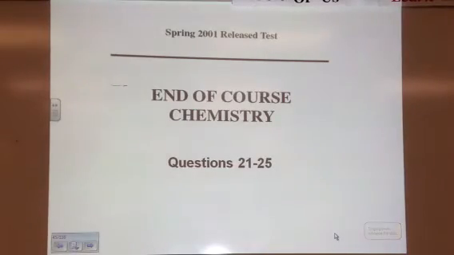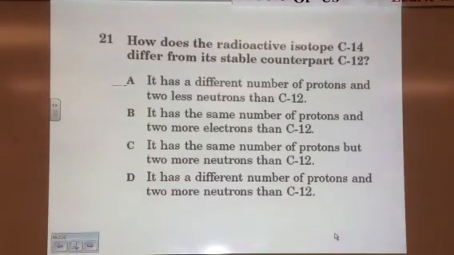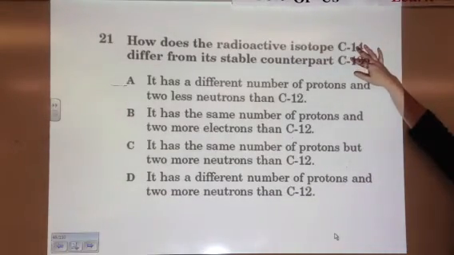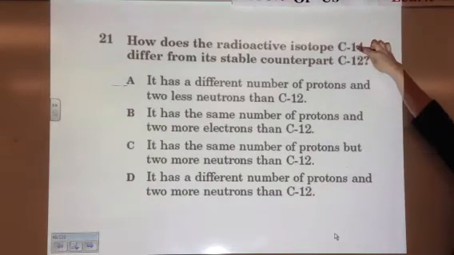Alright, questions 21 through 25. How does the radioactive isotope C14 differ from its stable counterpart C12? First of all, somebody was asking, this is isotopic notation. Okay? What do those numbers represent?